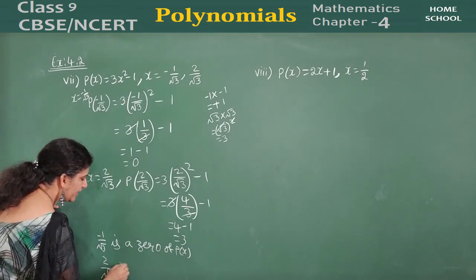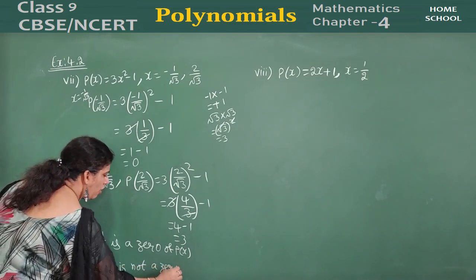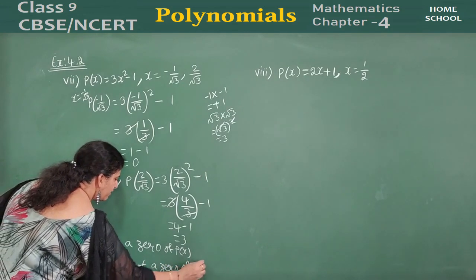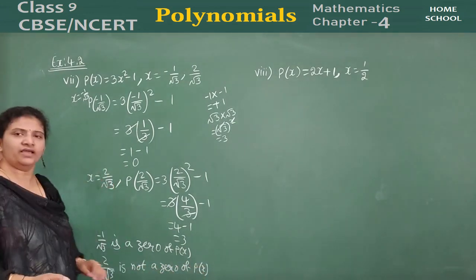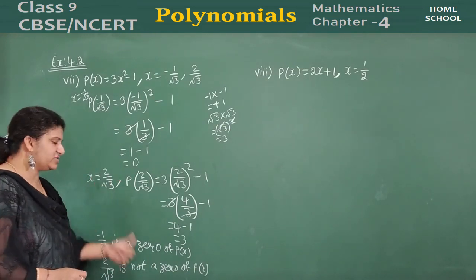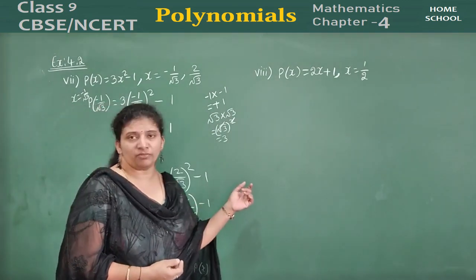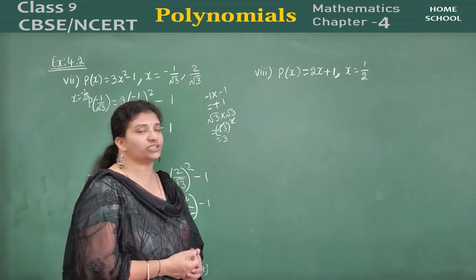2 by root 3 is not a zero of the polynomial P of x. Whereas this one is a zero of the polynomial and this is not a zero of the polynomial. Let's see the last problem of this main. That is your 8th sub question.